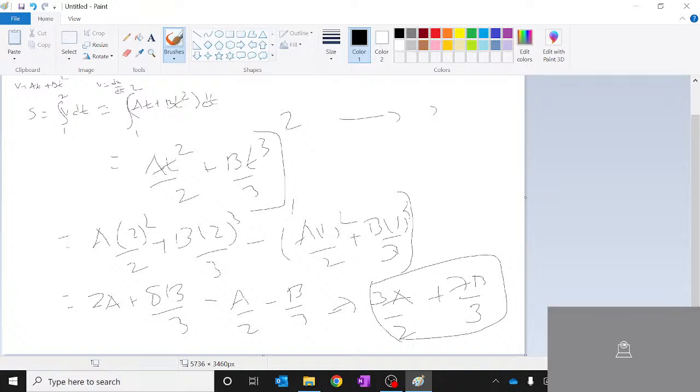This is a 2016 question. Clear? Simple concept. You are given v. You are asked to find out s between two intervals of time, that is 1 and 2. So you integrate it, put in the lower and upper limits of 1 and 2, and then you can start. Clear?